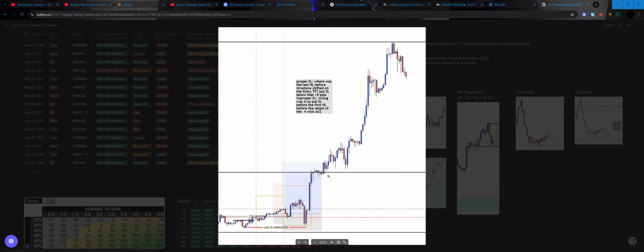So that's why we have to be very, very patient with this, but it is very low risk, very, very high reward. If you set your stop loss properly and everything like that, you won't get wicked out before you get your move.